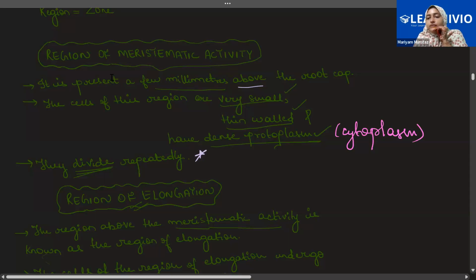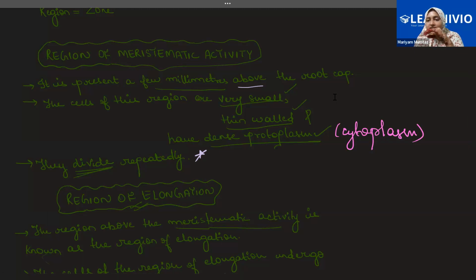So, growth, meaning it keeps on growing and growing and growing. So when we talk about the region of meristematic activity, it is present a few millimeters above the root cap. So we're starting from the bottom part, right? The root cap ends and the region of meristematic activity starts.